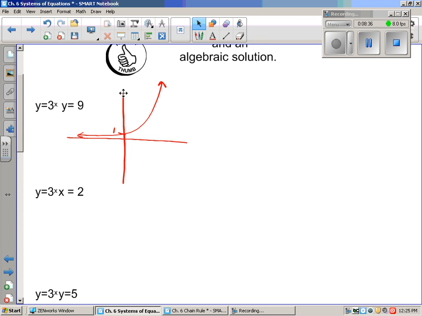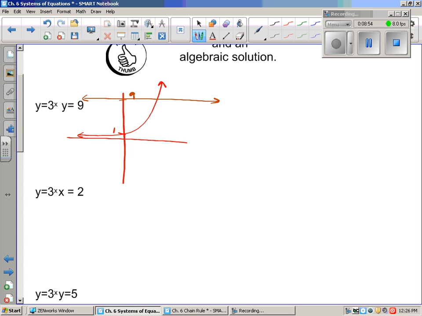Now, y equals 9. Should be an easy graph. Y equals 9. How does that look, rather? It's just a horizontal line that goes straight left to right. Very good. All right, so there's 9. We're going to label that intercept as well.